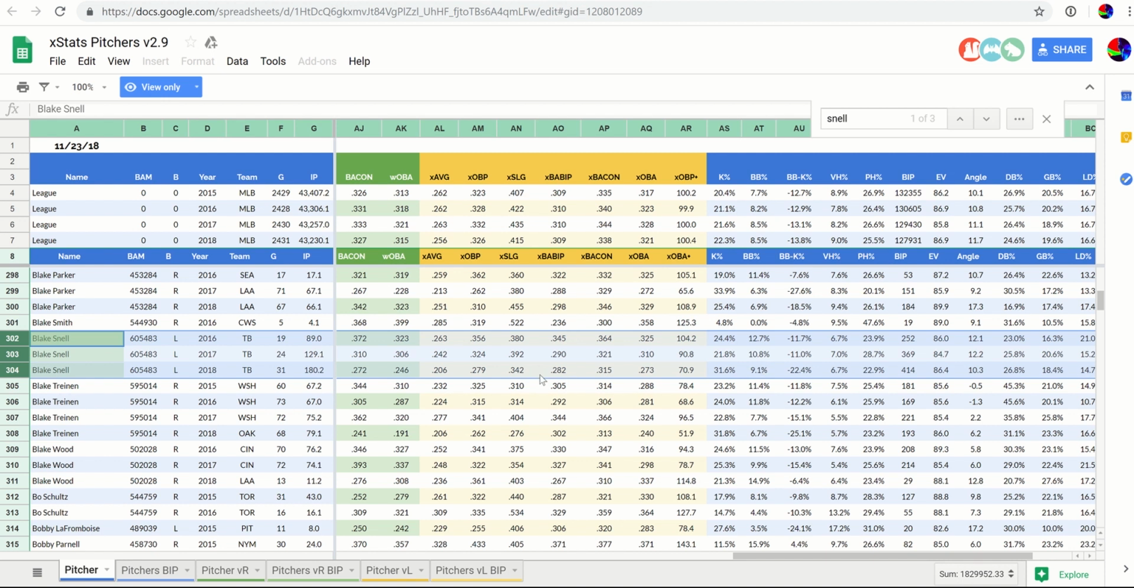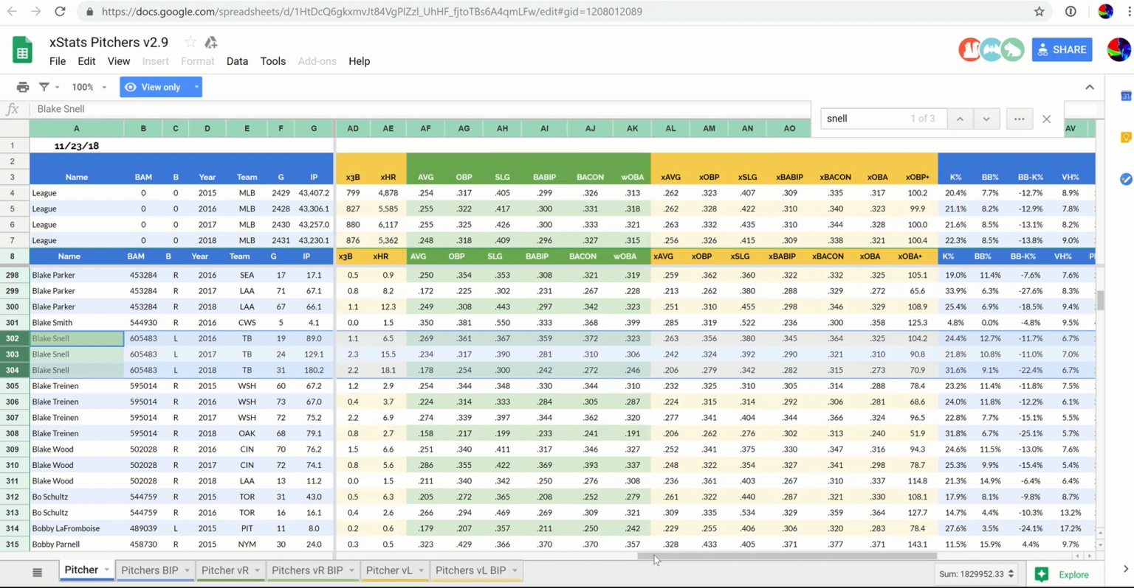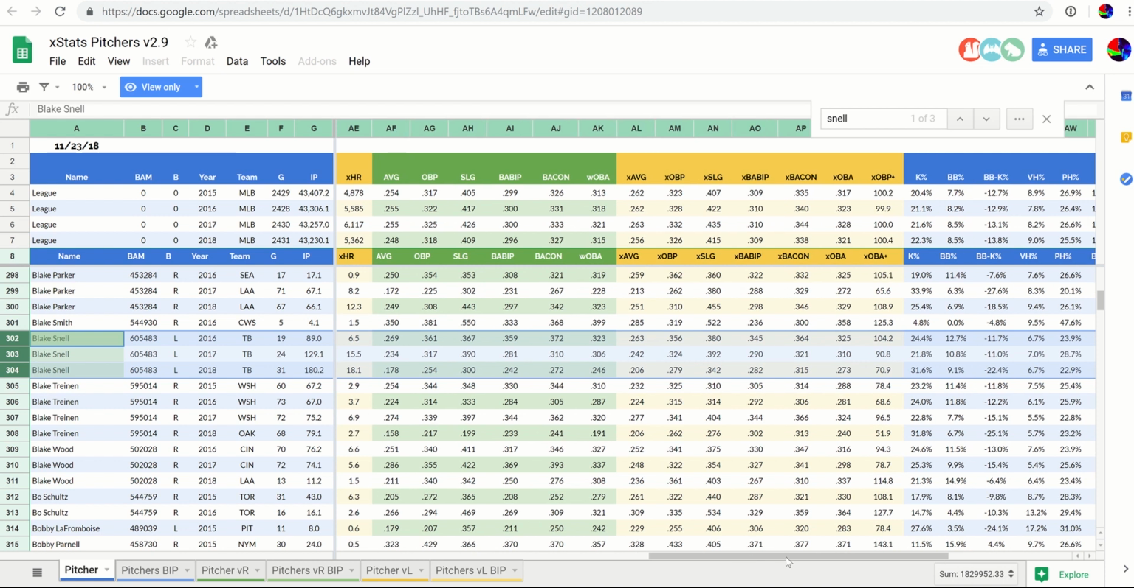But when we're just looking at BABIP, right, and trying to determine whether we might expect, again, similar production next year, this is something just to factor in. I don't think that the .242 BABIP was based necessarily on Snell's skills. I think much more had to do with him being a little bit lucky. And so I'm not going to expect him to get that lucky again.